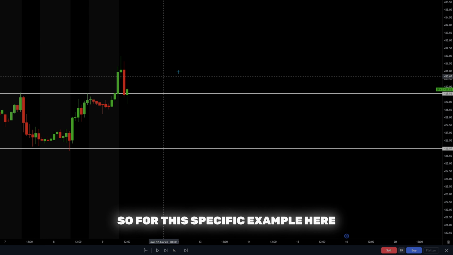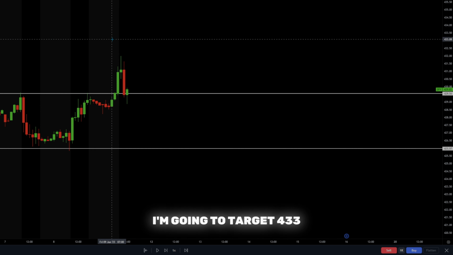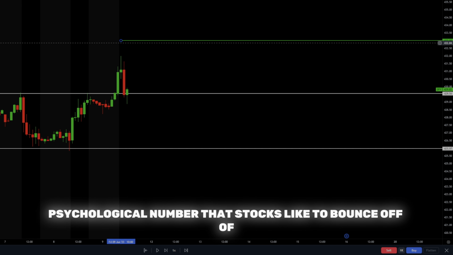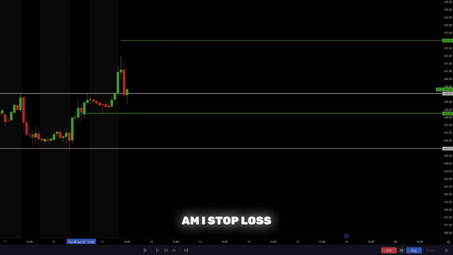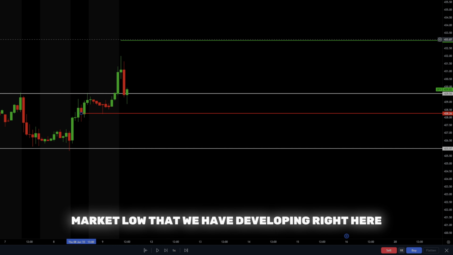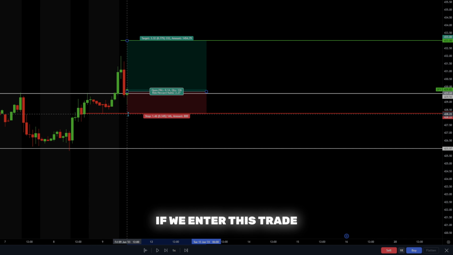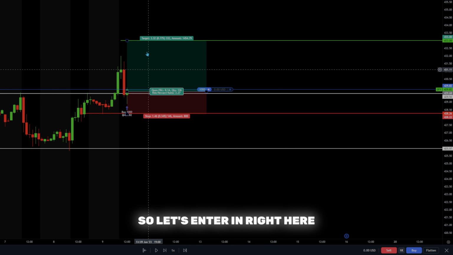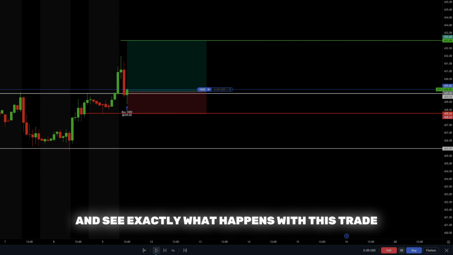So for this specific example here, I'm going to target 433. This is a whole psychological number that stocks like to bounce off of. And my stop loss for this trade will simply be below this pre-market low that we have developing right here. If we enter this trade, it would give us a 2.27 risk to reward trade. So let's enter in right here and see exactly what happens with this trade.